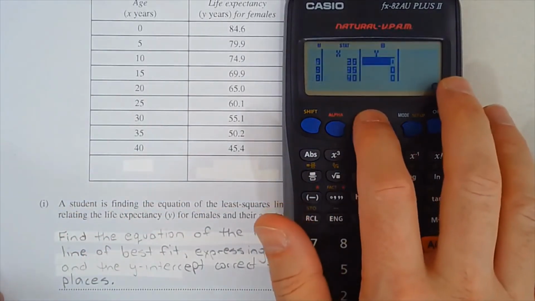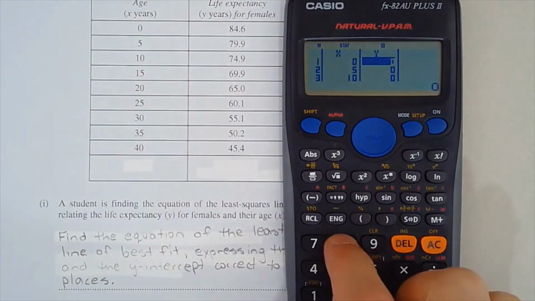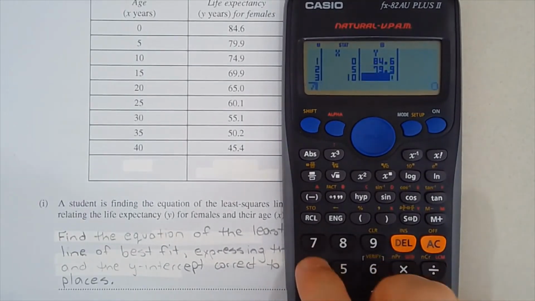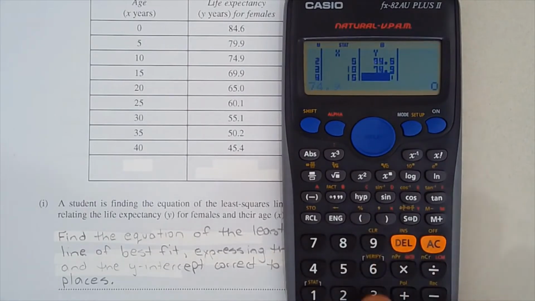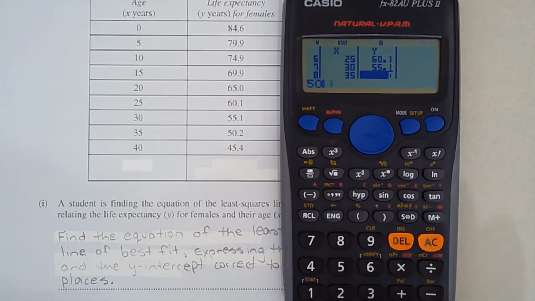So we've got 9 pairs of data there, and just enter in that second column. So 84.6, 79.9, 74.9, 69.9, 65, 60.1, 55.1, 50.2, and 45.4.